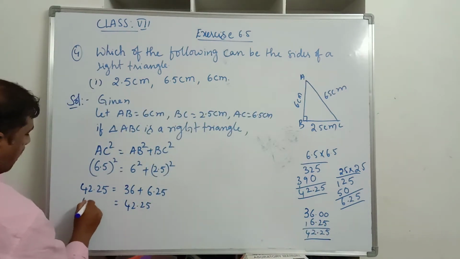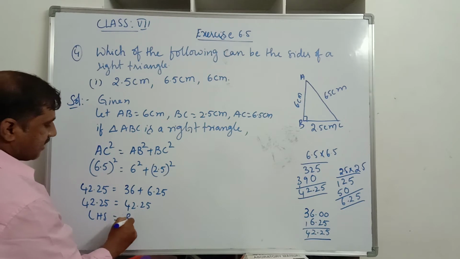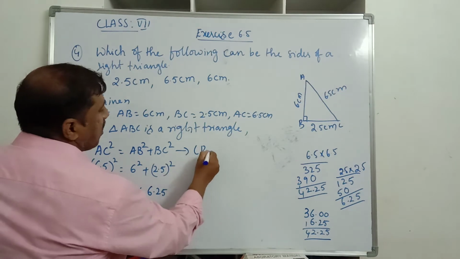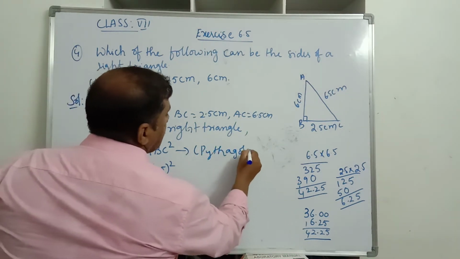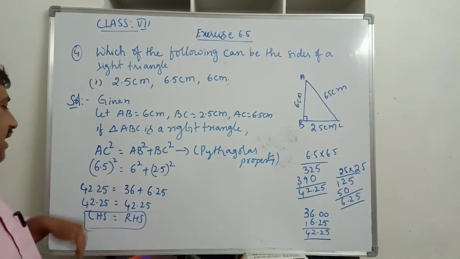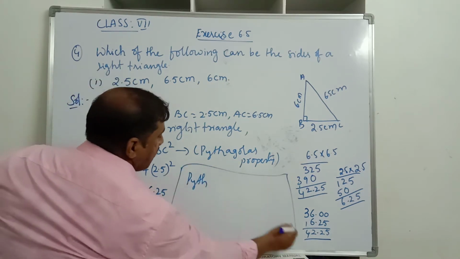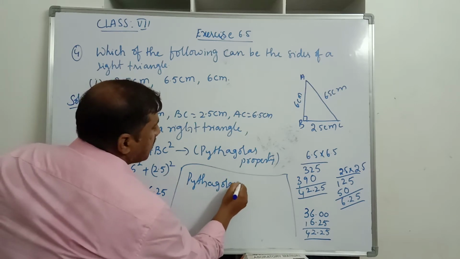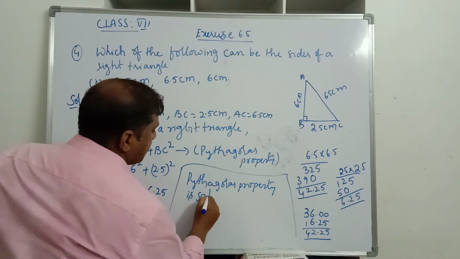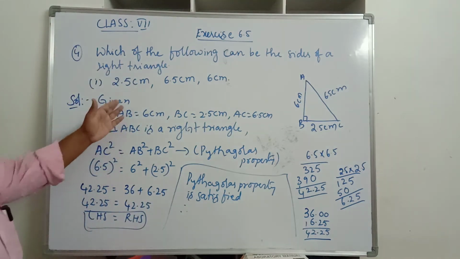On the RHS we get 42.25. LHS is also the same, 42.25. Therefore LHS is equal to RHS. It means that Pythagoras property is satisfied. So this property is satisfied by these three measurements. Therefore, Pythagoras property is satisfied, and therefore a right triangle can be formed.